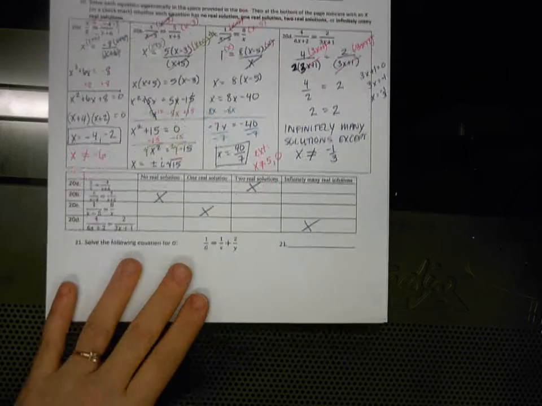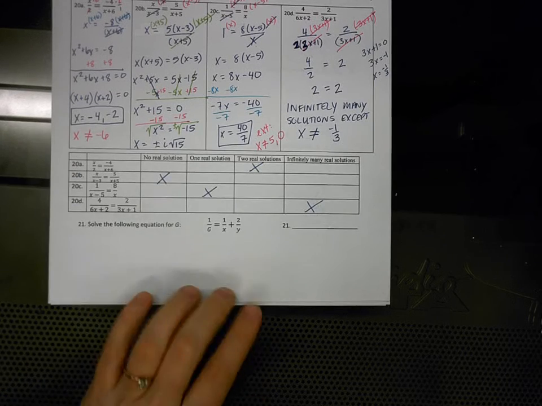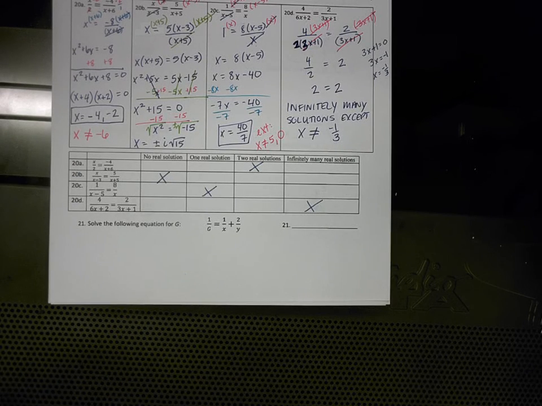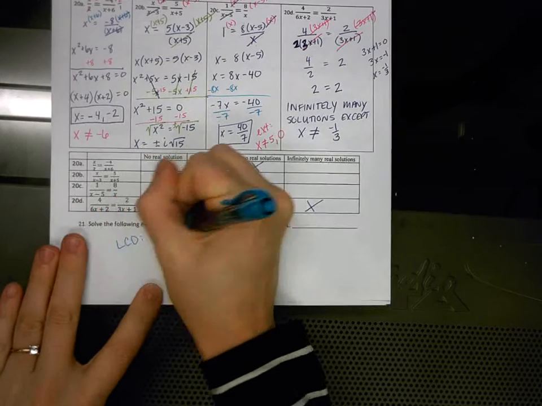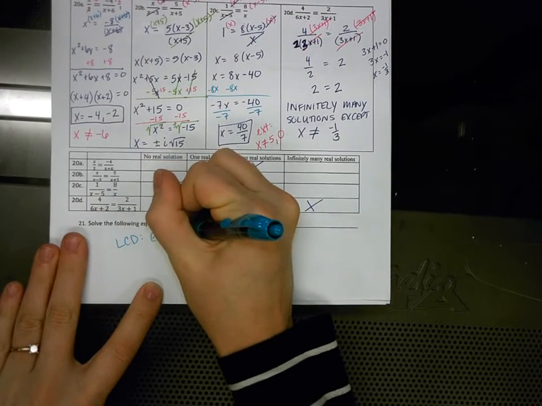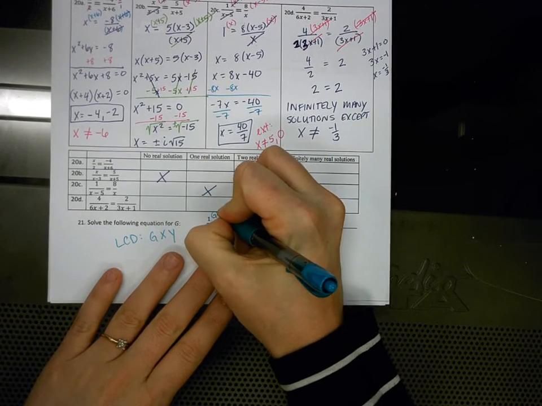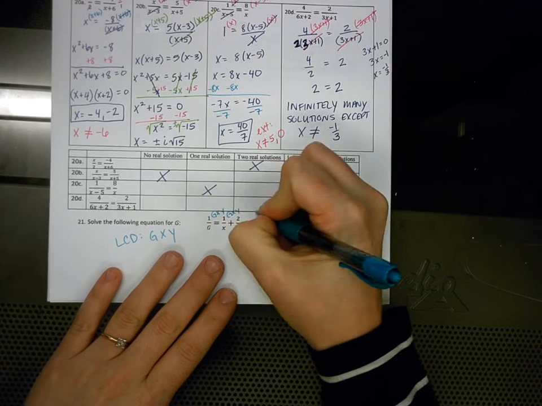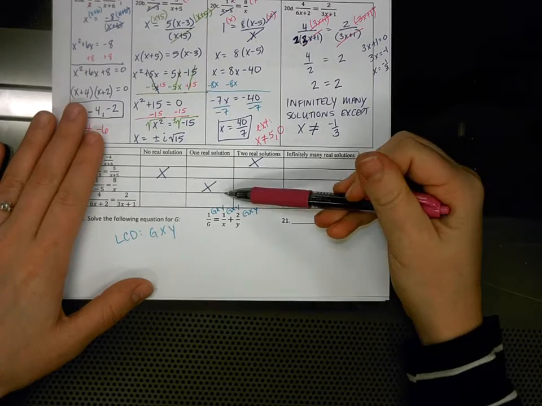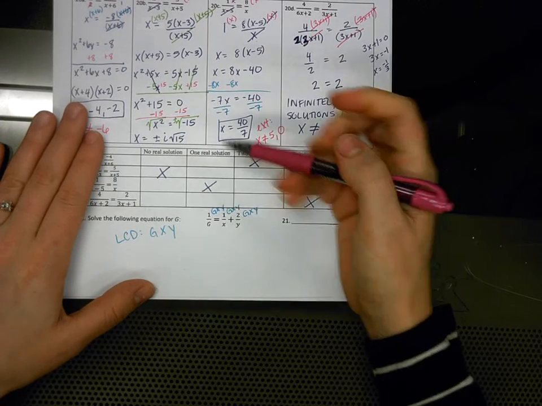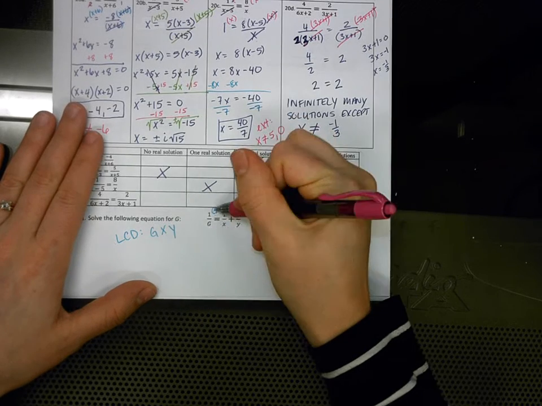And then 21 is our last problem for the practice test, and it says solve the following equation for g. So I'm going to start by multiplying by my denominators. My least common denominator is gxy. I'm going to go ahead and multiply by all 3 of those denominators at one time. You can do them separately. When you do them all at the same time, you need to be careful about what reduces. So only if you have the factor in the numerator and the denominator at the same time does it reduce.